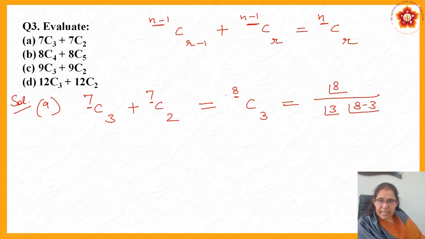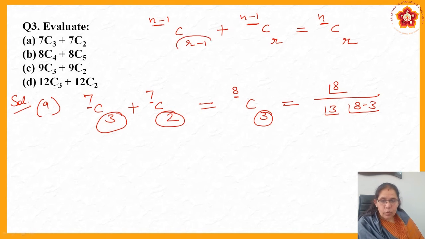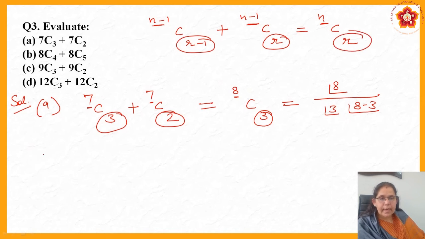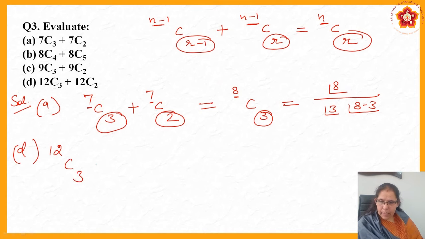Same way here we are having 7 and 7. So here we will be writing one more than that, that is 8. And out of these two, 3 and 2, whichever is bigger, that we have to write down here. Because here it was R minus 1 and R, and we wrote R here. Let's do one more part. I'll do the D part.